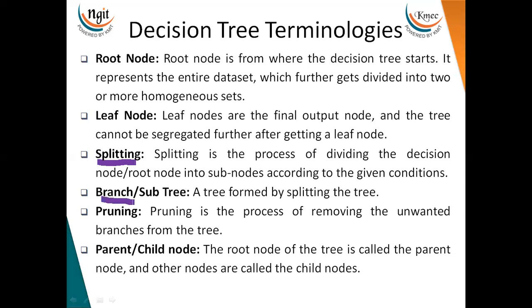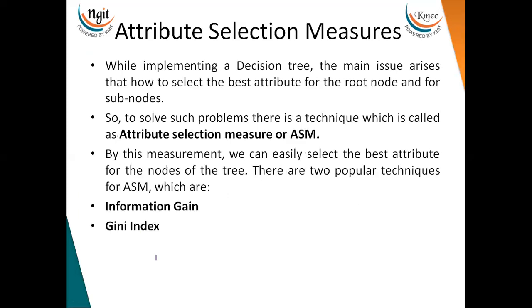Then branch means what? It is a part of the tree, the subtree. And pruning means what? The process using which you try to shrink your decision tree because your decision tree has grown very large. There are some unwanted paths, paths that will never be followed in the prediction. Such branches I want to remove, so that process is known as pruning. And parent and child node means what? All the internal nodes are known as parent nodes, and the nodes that are available at the next level of these nodes are known as child nodes. Okay, so these are the terminologies.